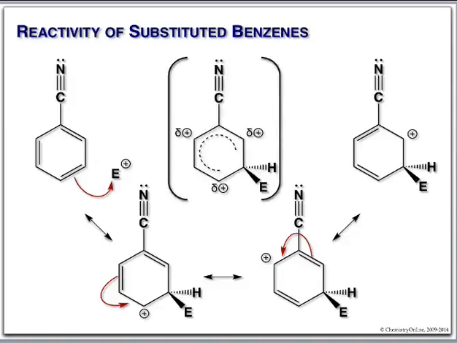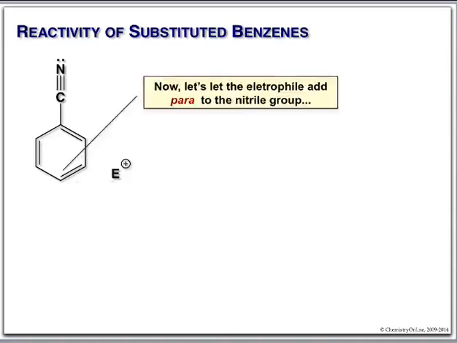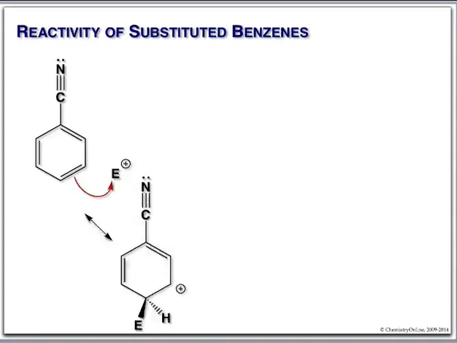Everyone happy with that? Practice drawing these things. You'll probably have to do it on the exam. Make sure you can draw a set of resonance forms for the addition. Let's do the same thing now, except let's add the electrophile para. So what I'm going to do is simply take this same electron pair, except I'm going to put my electrophile here. I swing the electron pair out, and here is my para addition.